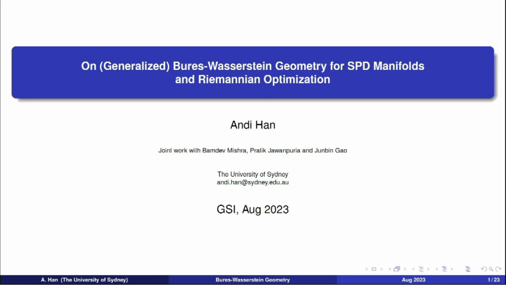So, hi everyone. I will be presenting on a topic called Generalized Bures-Wasserstein geometry for symmetric positive definite matrices and Riemannian optimization. My name is Andi Han, and I'm from the University of Sydney. This talk mainly concerns two of our works in collaboration with Pratik Jawanpuria from Microsoft India, and also Jian Zhang, who is my supervisor.